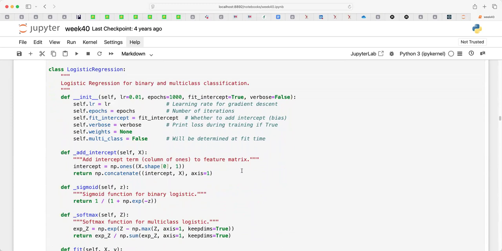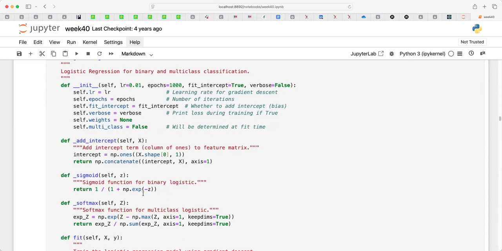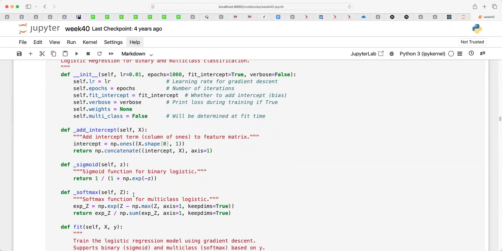I'm just going to dampen this volume a little bit. Then you will see that I have included the sigmoid function. So that's going to play the role of an activation function. I've also included here the softmax function. We are coming back to that one when we discuss neural networks in more detail.